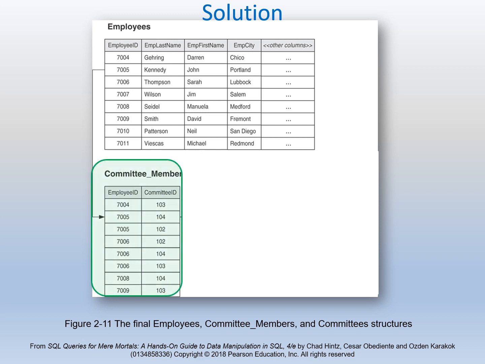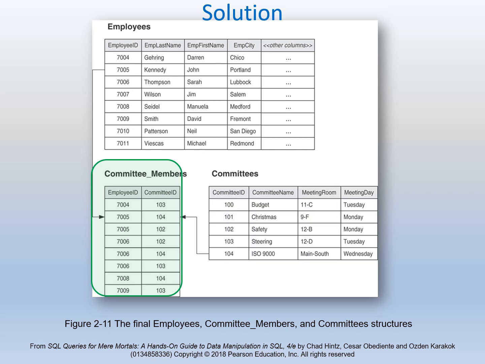In our example, the linked table is committee member. It consists of employee ID, which comes from the employee table, and it consists of committee ID. We can also create a committees table that has a key committee ID. This allows us to join committees to committee members, from committee members back to employees. And now we do not have multiple columns for every instance of a committee in the employees table.